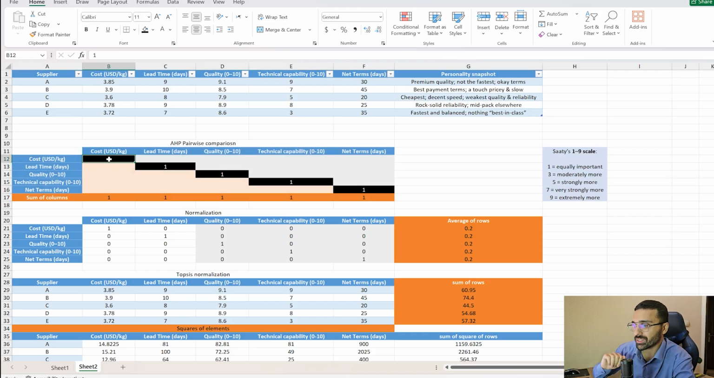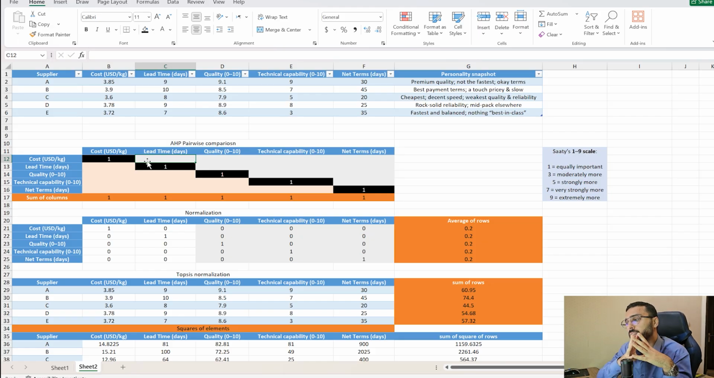An important note is that the diagonal of the matrix is always 1, because we are comparing cost against cost, lead time against lead time, and that's 1. We cannot change that. And also we are only going to fill in the top part above the diagonal, as the below part can be calculated by dividing 1 by the top part. Let me show you how.